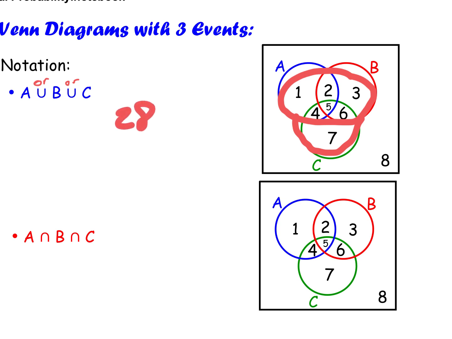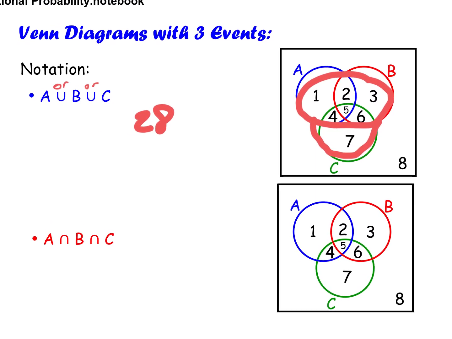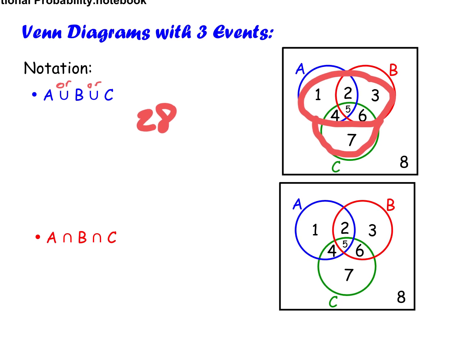Good. But is this even asking probability? Does it say probability? No. So then it's 28. The end. If you divided it by how many total, I get why you did that, but it didn't ask you for probability. It just wanted how many people.